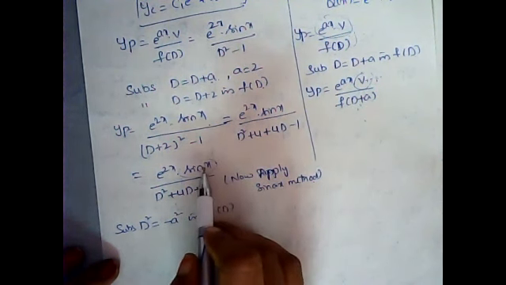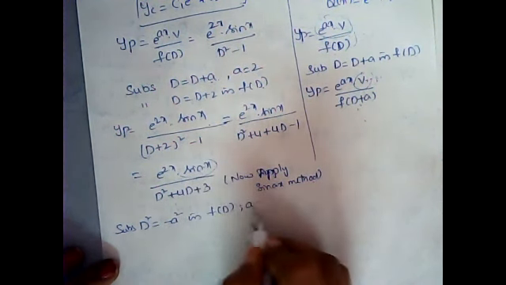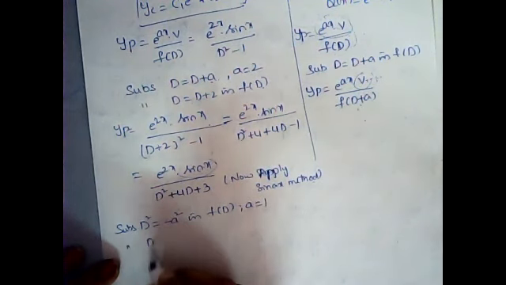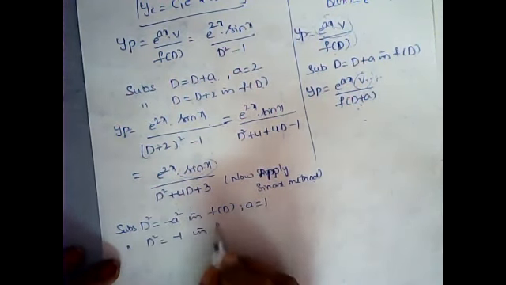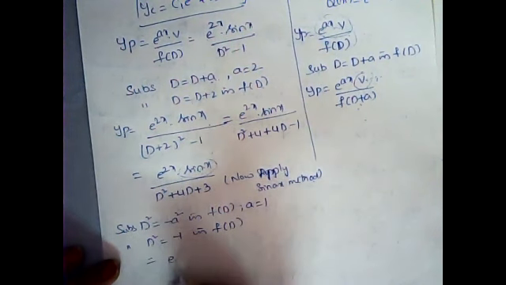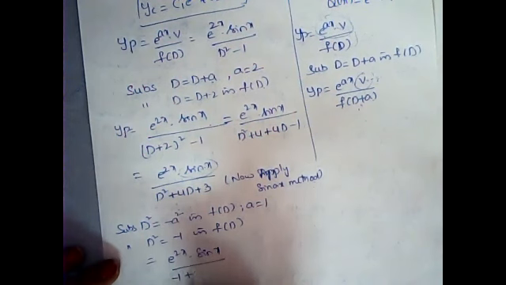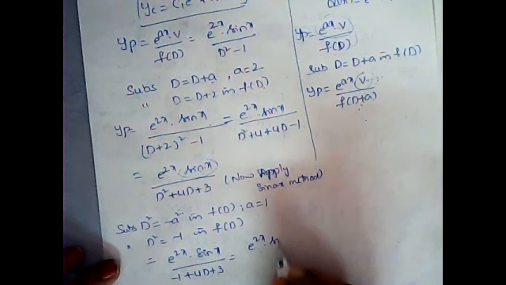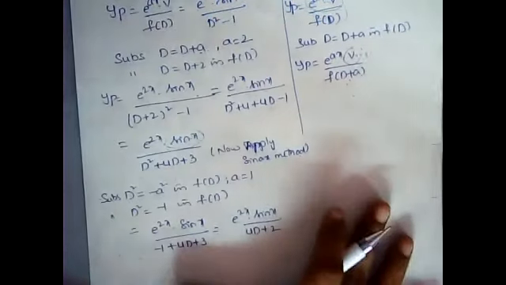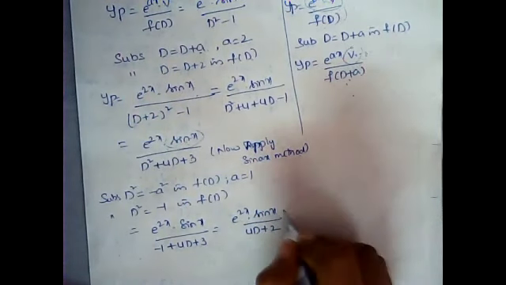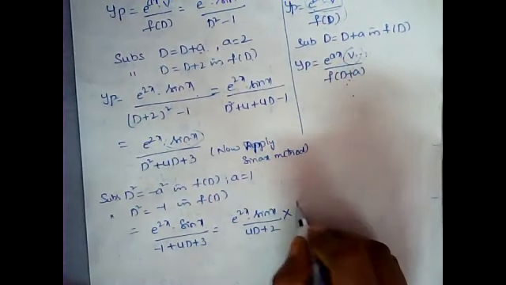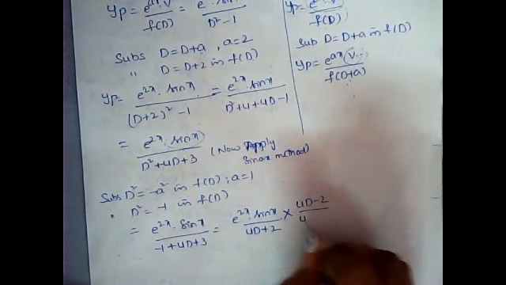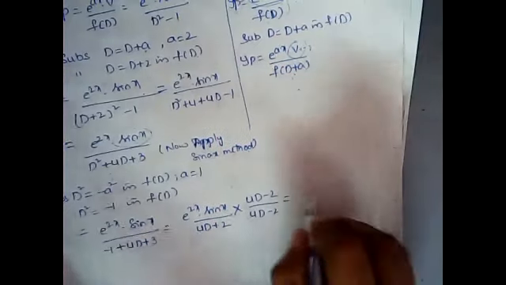So a equals 1. You need to substitute D square equals minus 1 in f of D. So it is e power 2x into sin x by minus 1 plus 4D plus 3, which is e power 2x into sin x by 4D plus 2. Since we do not have any D square term, again we need to rationalize it: 4D minus 2 by 4D minus 2. Where are we getting here?